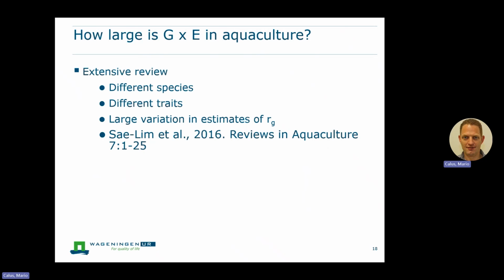And then finally, in aquaculture, there's been an extensive review. The thing with aquaculture is there's many different species, also quite a number of different traits, and there's a large variation in this genetic correlation that has been observed. And probably because to some extent there's such a variation in systems, some are very well controlled, other ones are just cages outdoors in the sea that are perhaps much less controlled with a lot of disease pressure. So it makes sense that we see a lot of variation in this genetic correlation there.